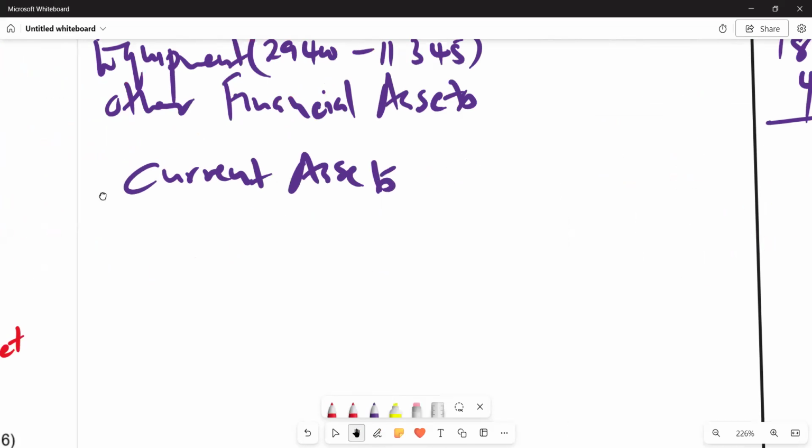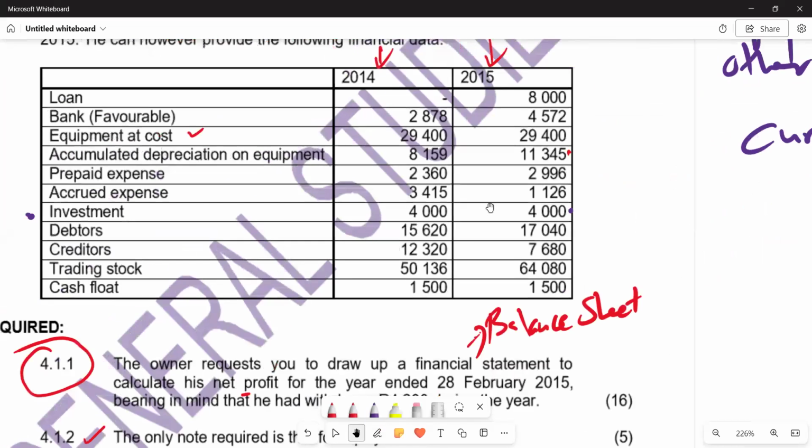For current assets, we are going there again to try to pick the current assets that we are given in the question. So we start from the beginning, going down. We've got the bank, which is 4,572, which is a favorable balance. We know that when it's a favorable balance, it's an asset, but when it's unfavorable, we're supposed to include it under our liabilities, under current liabilities. But in this case, we have got favorable. So remember, bank is under the cash and cash equivalents description. So we're going to look for bank and then look for other cash balances that are given in the question that can add to bank so that we can get the total for cash and cash equivalents. So we go down. I would see that we also have cash float here, which is 1,500. So we're going to say 4,572 plus 1,500, then we get the total for cash and cash equivalents.